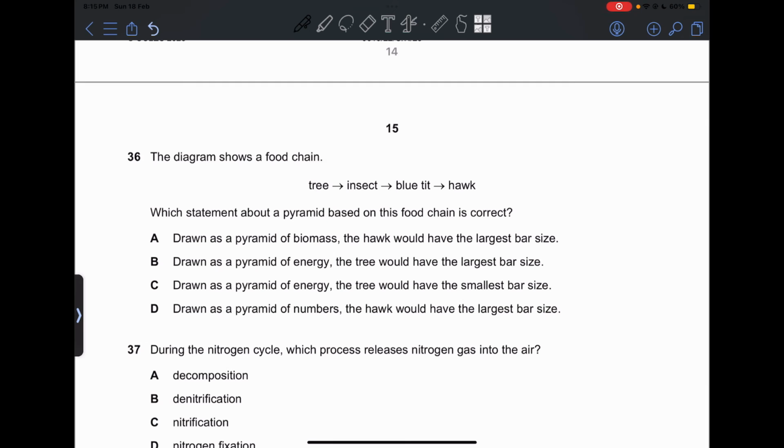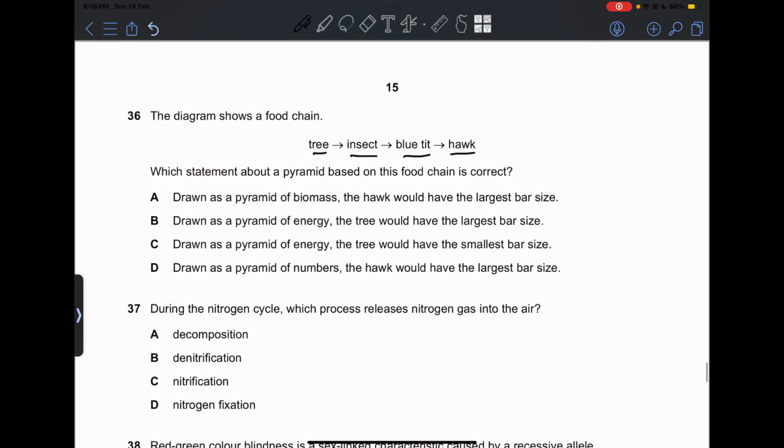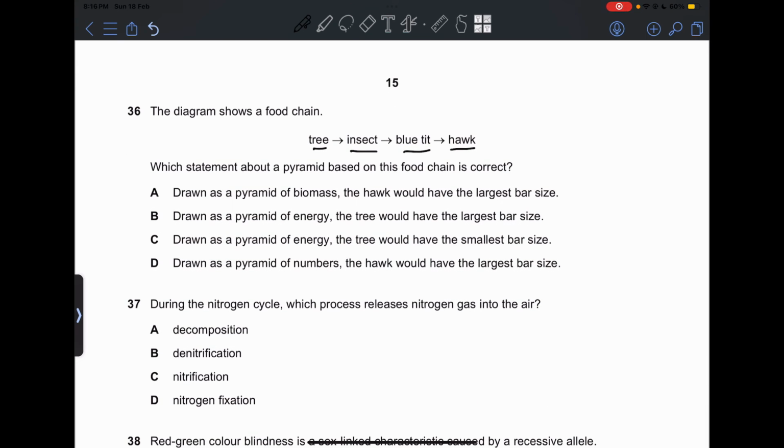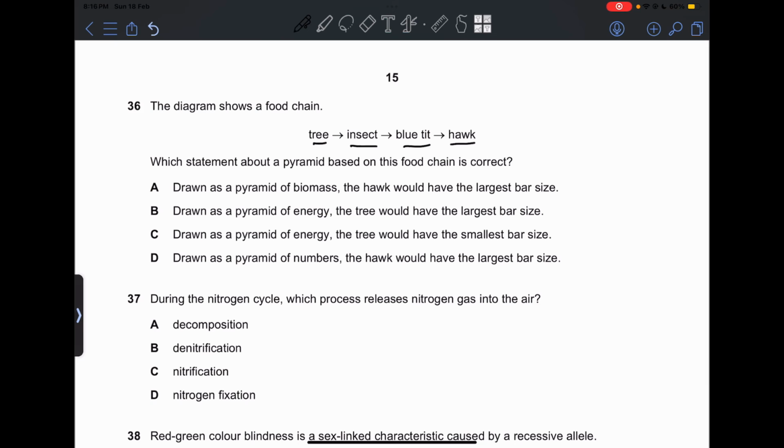36, the diagram shows a food chain. It starts with a tree, insect, blue tit, and hawk. Which statement about a pyramid based on this food chain is correct? A says, drawn as a pyramid of biomass, the hawk would have the largest bar size. So this is actually incorrect, because the largest biomass is actually from the tree, because it has the highest amount of energy. Drawn as a pyramid of energy, the tree would have the largest bar size.